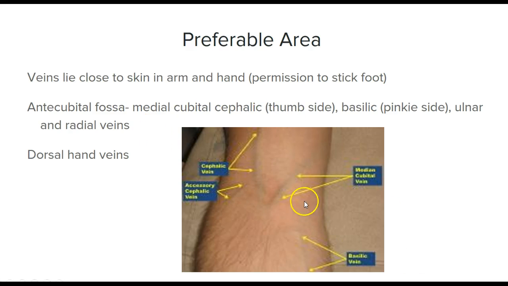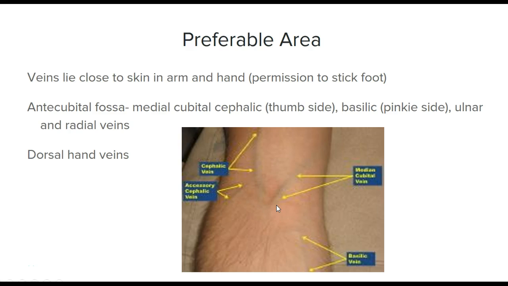The antecubital area is this part in the elbow. The antecubital fossa is the medial cubital cephalic vein. This is on the thumb side of the vein. The basilic is the pinky side. The ulnar and the radial veins are on the other side. The dorsal hand veins can be used. There's a picture in your notes that you can read better.